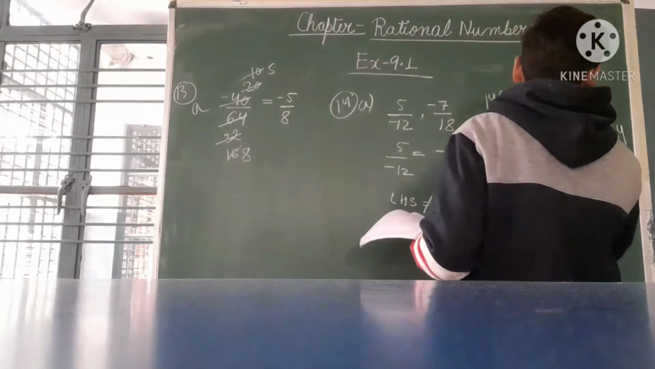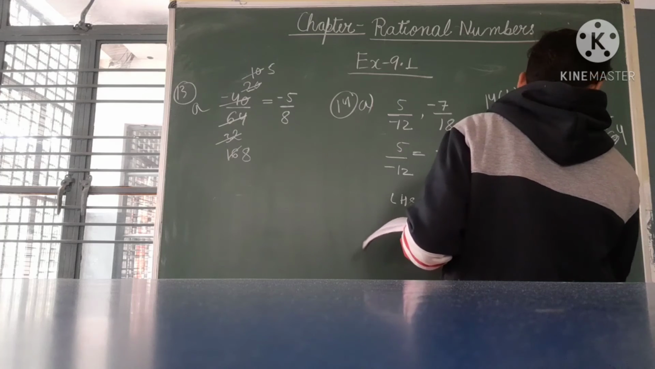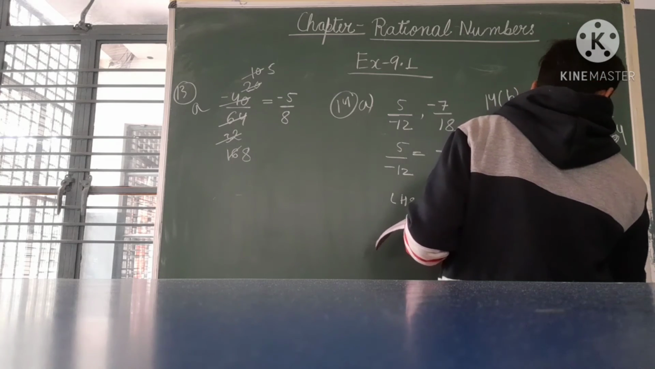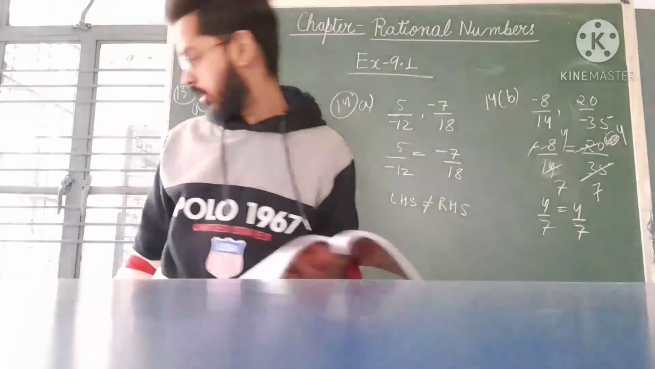8 upon 14 is here. It will be cut. 2 4s are 8, 2 7s are 14. That is 4 upon 7 is equal to 4 upon 7. LHS is equal to RHS. Therefore, those numbers are equivalent.